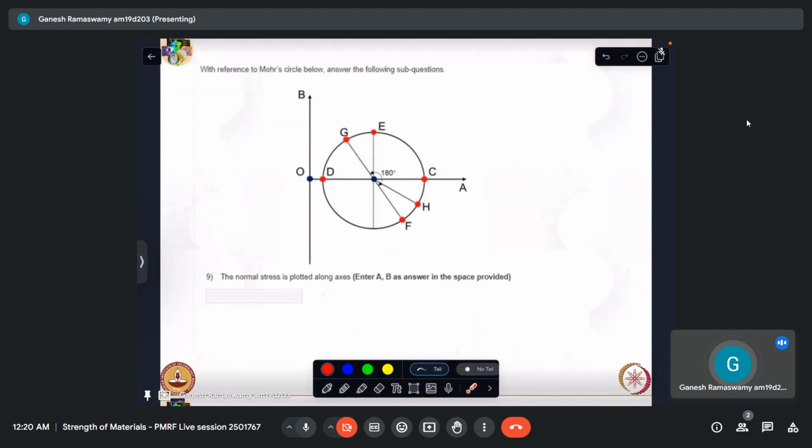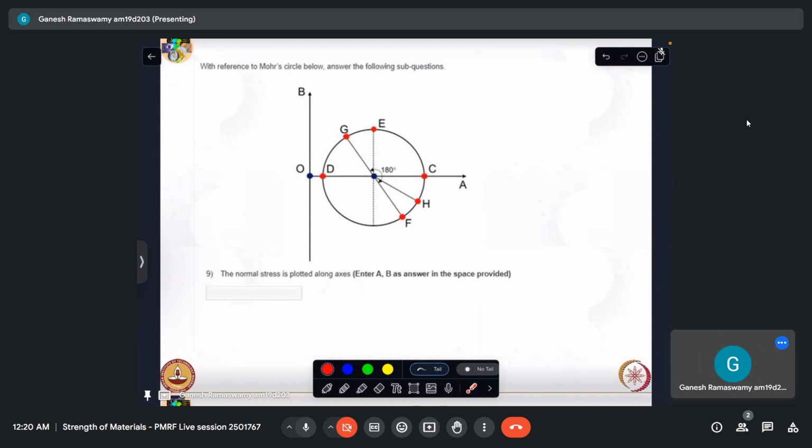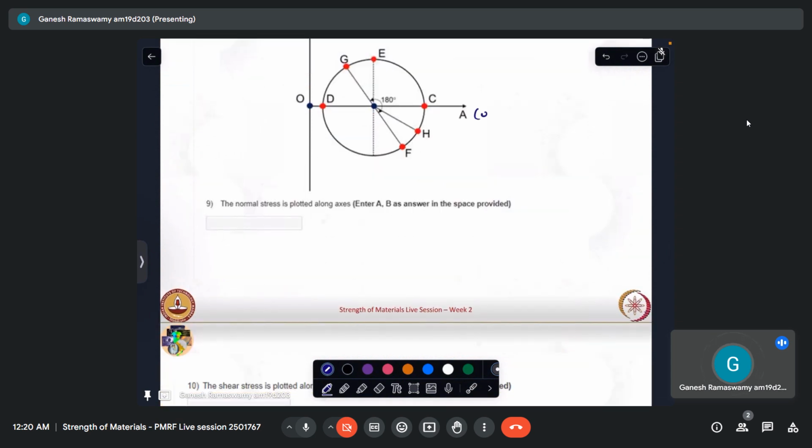With reference to the Mohr circle drawn below, answer the following sub questions. The normal stress is plotted along A or B is the question. So we know that the normal stress is plotted along A. This is my normal stress. Essentially, this is nothing but sigma x prime x prime. So this is plotted along A.